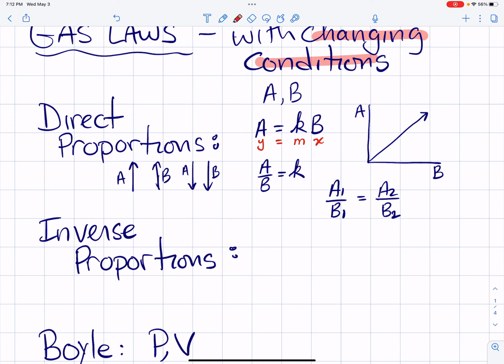Make sure that you know that a direct proportion can be described by this equation, A equals KB. Make sure you know that it produces a graph which is linear, A versus B. And make sure that you know you get this type of relationship, A1 over B1 equals A2 over B2.